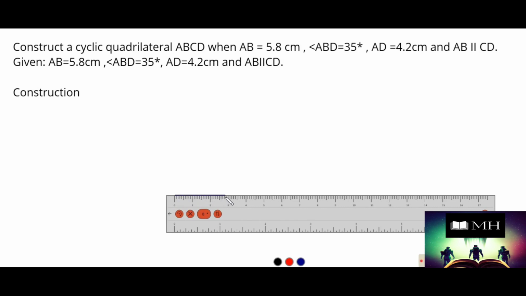Step 1. Draw a line segment AB equals 5.8 centimeters.